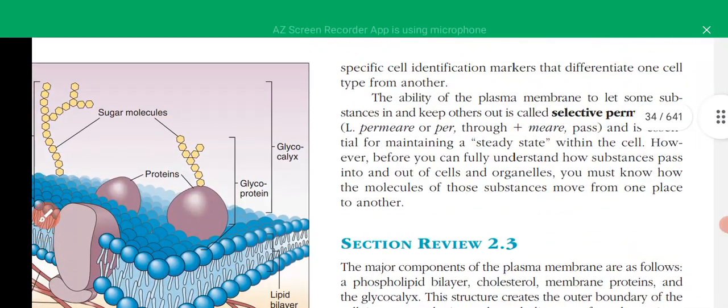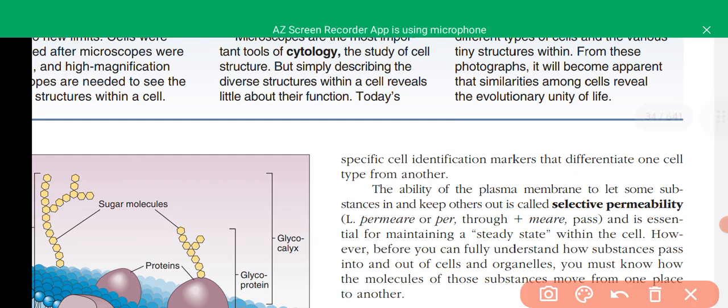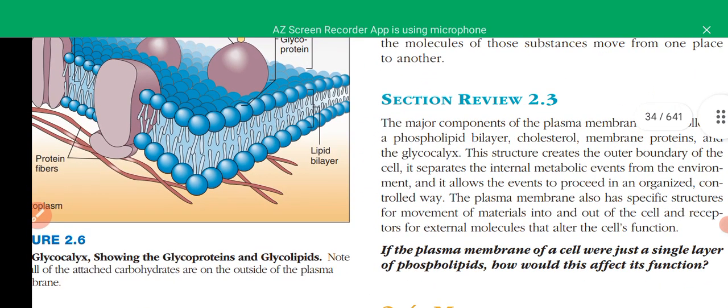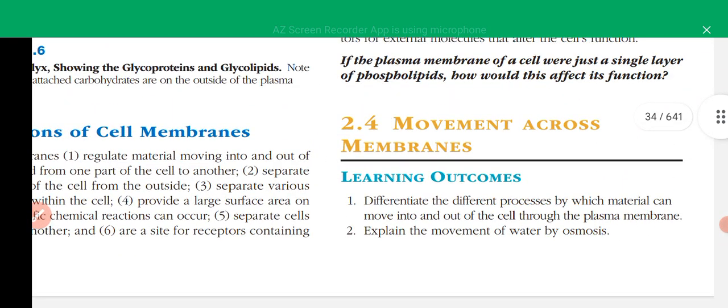They are the site of receptors, and they have the ability to pass certain substances through them and to hinder other substances from passing through, and this property is called selective permeability, allowing some substances to pass through the membrane and not others. We will study movement across the cell membrane later. There are various types of movement across cells, and all of these movements occur through the cell membrane.